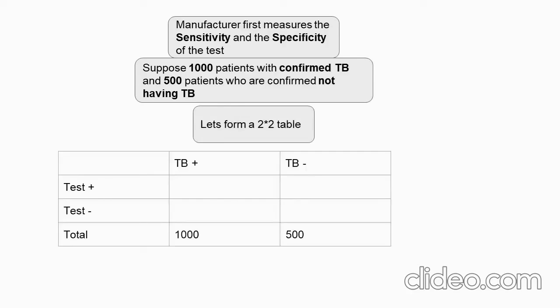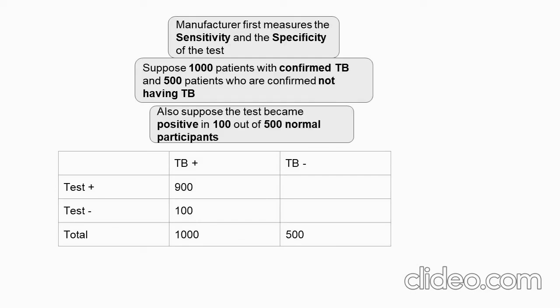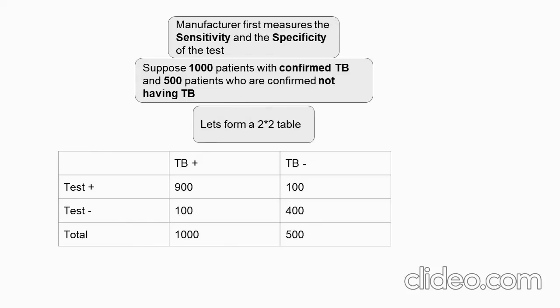Let's form a 2-by-2 table. Suppose the test came positive in 900 out of 1,000 tuberculosis patients, which are true positives. 100 are falsely negative. Also, suppose the test became falsely positive in 100 out of 500 normal people. 400 came truly negative. The 2-by-2 table is completed.